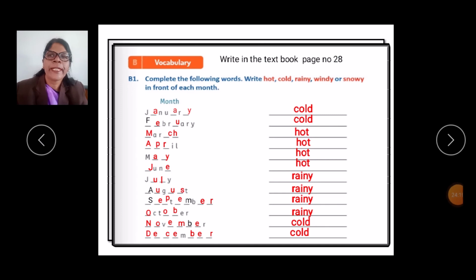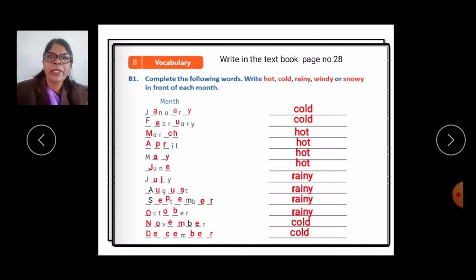We're going to the next one, B, vocabulary. Now here in this slide, children, we have to complete the following words. Write hot, cold, rainy, windy or snowy in front of each month. Now in January it's very cold. In February also it's very cold. But in the months of March, April, May and June, it is very hot.